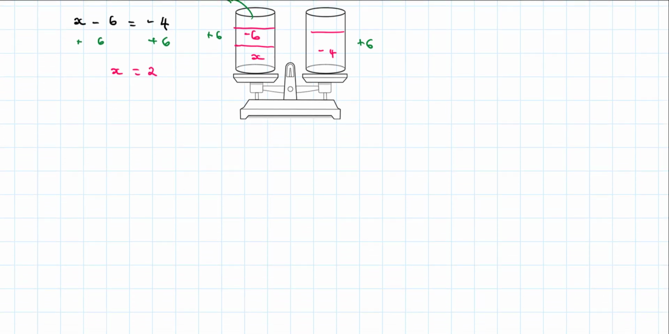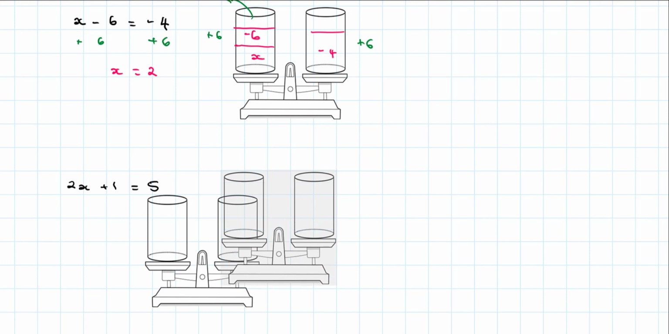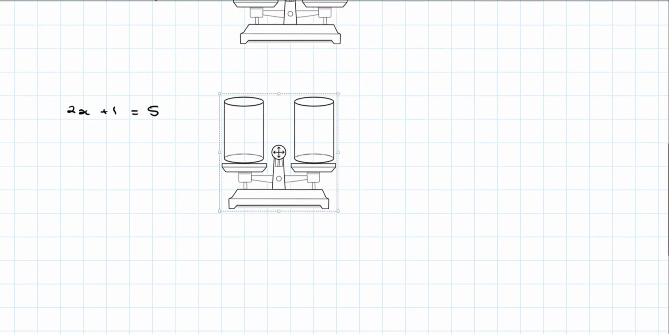Let's look at something really straightforward. 2x plus 1 equals 5. Something really easy as a starting point, and then we might jump straight into something a little bit more challenging. So on the right hand side in my scales, I have plus 5. On the left hand side, we start with x.